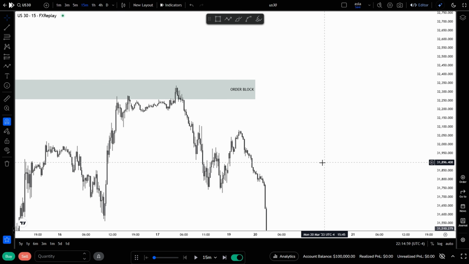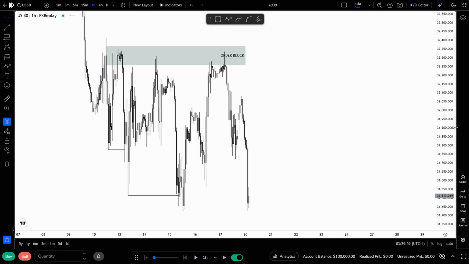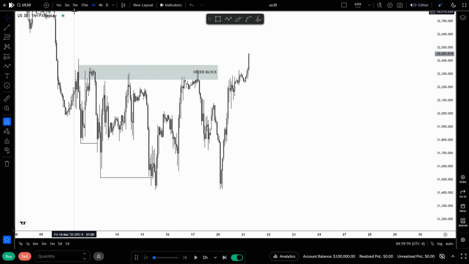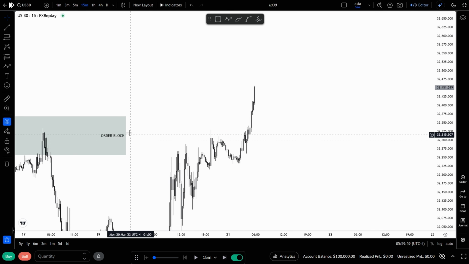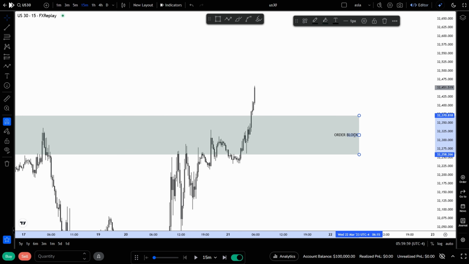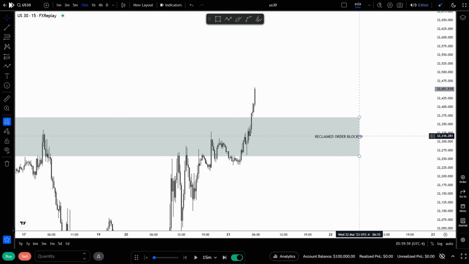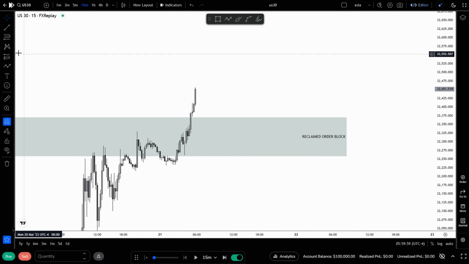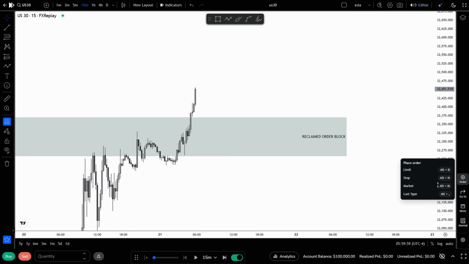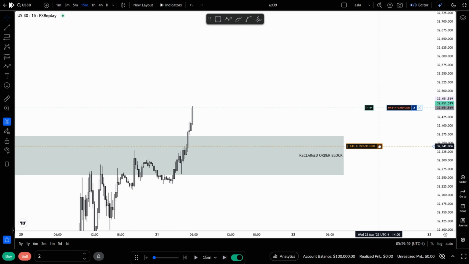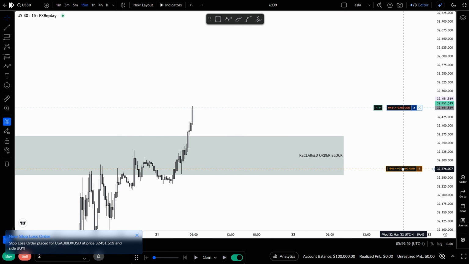If we zoom in a little bit, you can see that price eventually closes a candle body above the order block. When price closes above the order block like this, something important happens. The same order block that previously acted as resistance and provided sell-side liquidity can now start acting as support. When this happens, we call it a reclaimed order block. So listen carefully to this part. When price closes a candle body above the reclaimed order block, it suggests that the market may now start offering buy-side liquidity instead of sell-side liquidity.